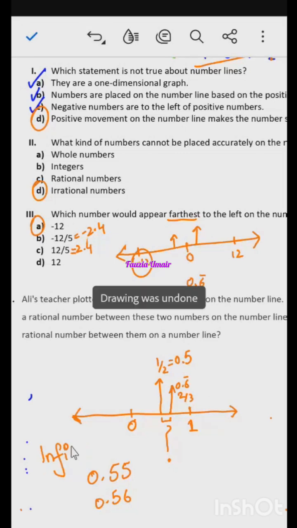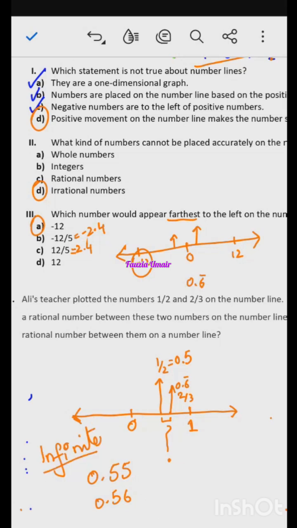So they are infinite. Then how are they infinite? Because Arslan is saying there are 9 numbers between them. Nine how? Probably he's saying from 0.51 to 0.59, that they are the 9 numbers he can think of. So can anyone tell me what can be the other numbers?